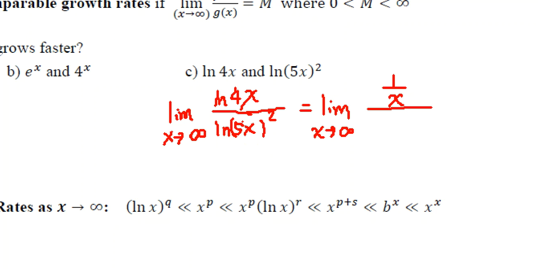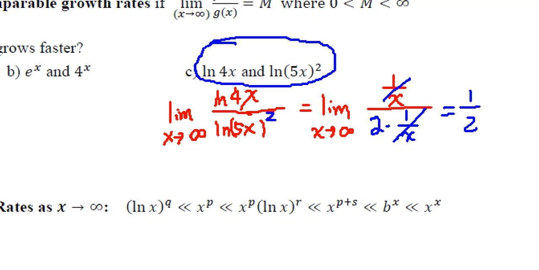The bottom: you can move the 2 to the front. So I just need 2 times the derivative of natural log of 5x, which is still 1 over x. Then they can be cancelled. Your answer is 1/2. Therefore, these two are actually comparable. Even though there's a square here, they're still comparable based on our calculation.